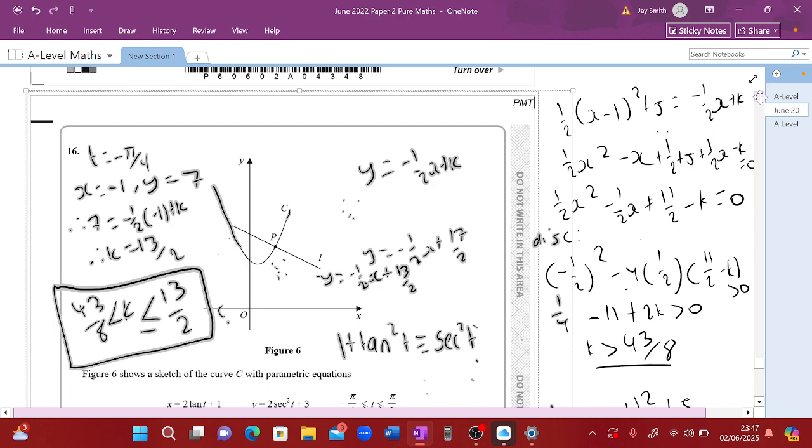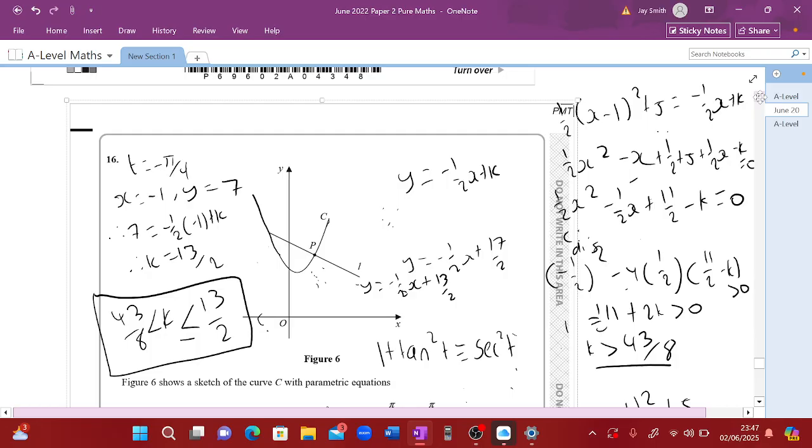We assume it's for the whole quadratic. So if k was 43/8 or higher, obviously it would intersect here, and then it would intersect here. The discriminant assumed it would cross at this point and this point, and they will always have two distinct solutions. But because we cut off part of the curve, we can't just use a quadratic, because we need an upper bound as well.